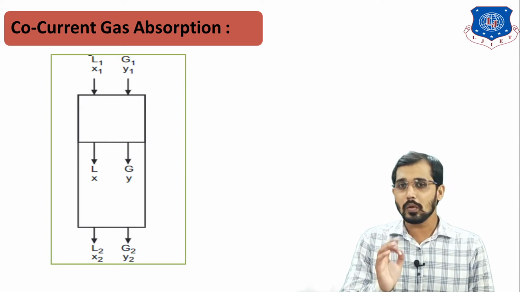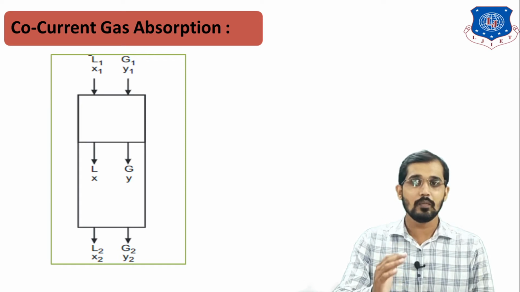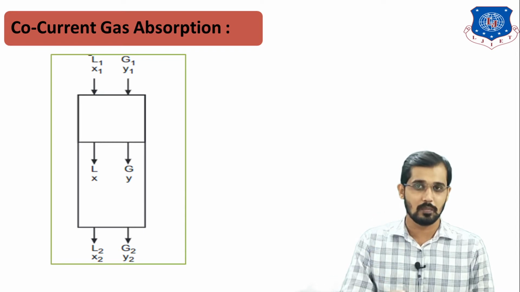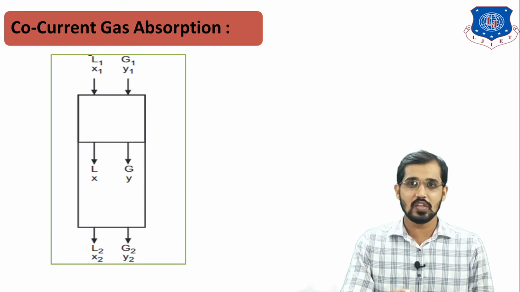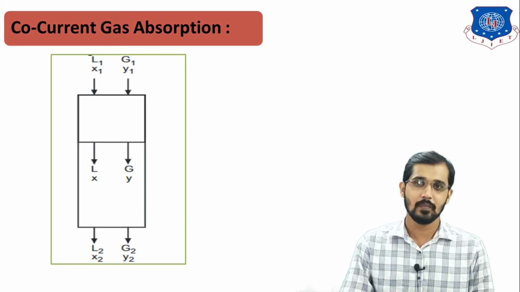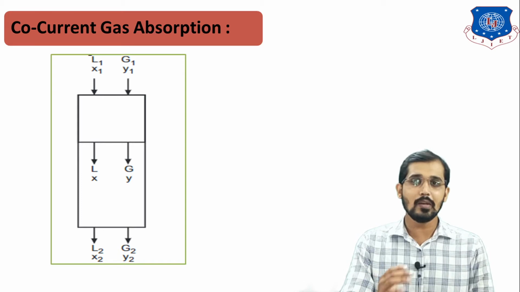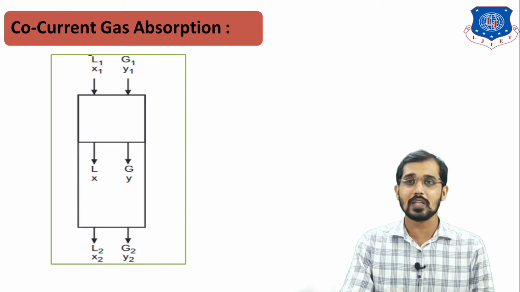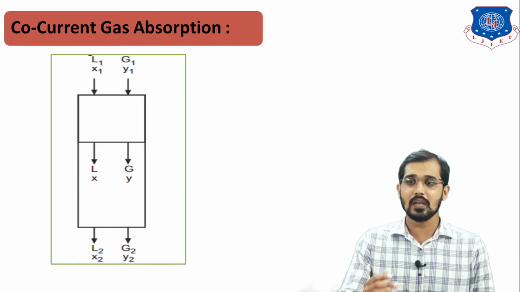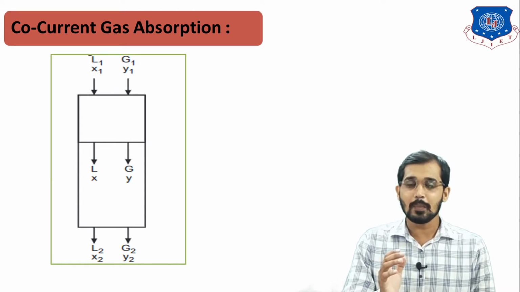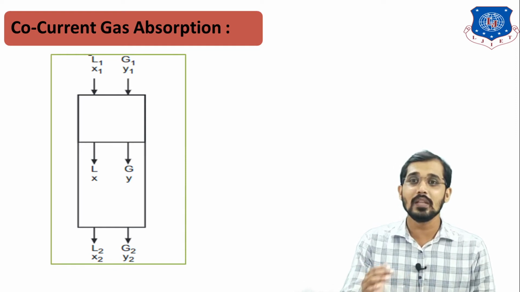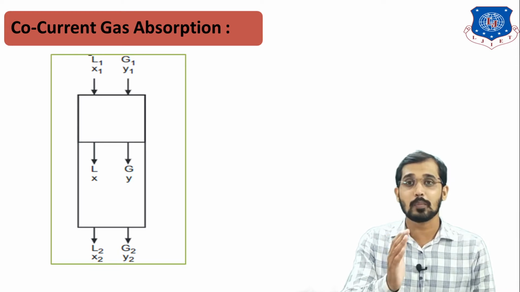I told you in co-current gas absorption, both streams are flowing in the same direction. So both streams here, the liquid stream and the gaseous stream, are coming from top to bottom. You can see on the screen L1, G1; these are the flow rates for the liquid stream and gaseous stream respectively. After that, L2 and G2 are the flow rates for the liquid and gaseous stream at the outlet section. Similarly, you can see here capital L and G; these are the flow rates for liquid and gaseous stream at any point in the absorption column.